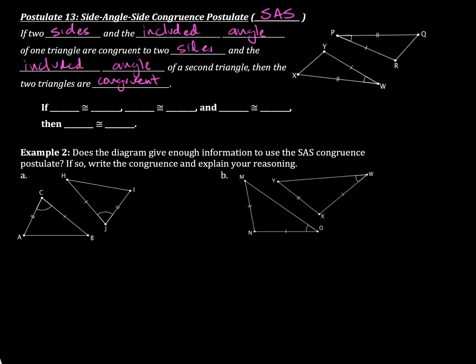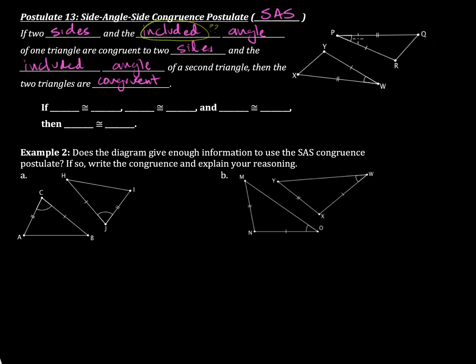The next shortcut that we're going to learn is called side-angle-side. It says that if two sides and the included angle, we're going to talk in a minute about what this means, included angle, but for now let's just look at the postulate. If two sides and the included angle of one triangle are congruent to two sides and the included angle of a second triangle, then the two triangles are congruent. So what does that mean? What does it mean for an angle to be the included angle?